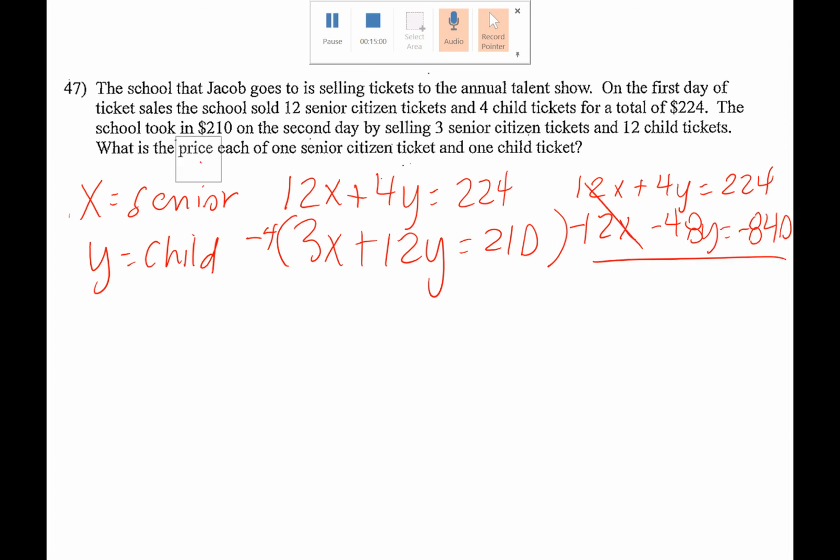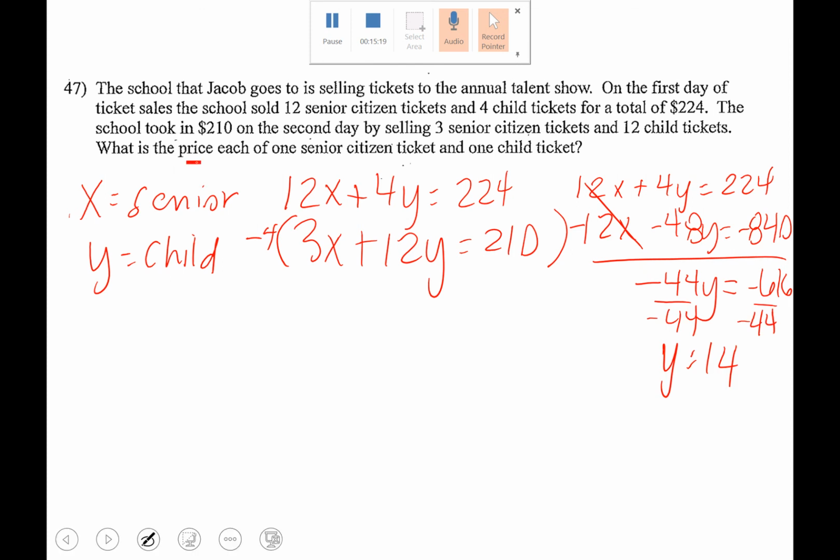So I can get negative 44y is equal to negative 616, and then when I divide both sides by negative 44, I get y is equal to 14. So I'm going to go over here and just plug this back in to my original problem here.